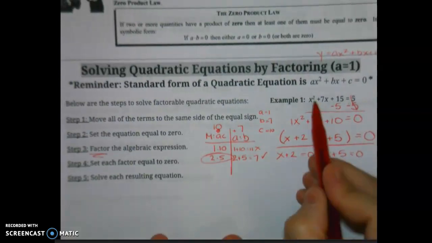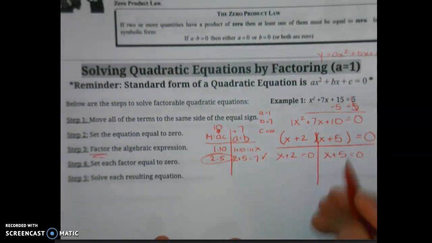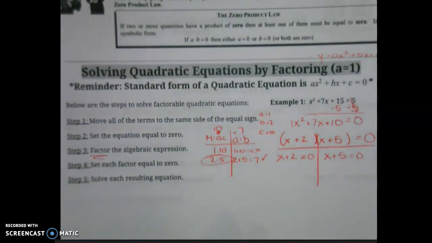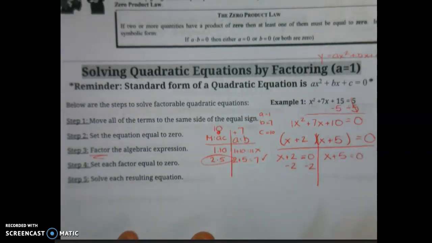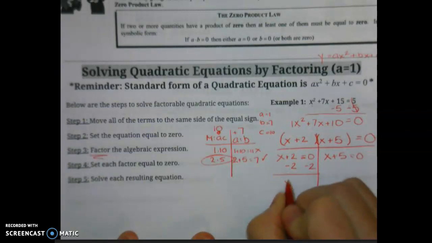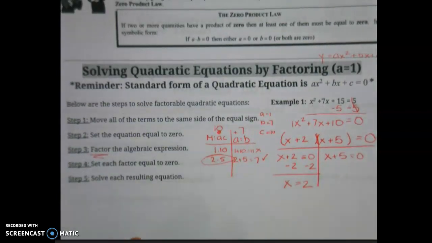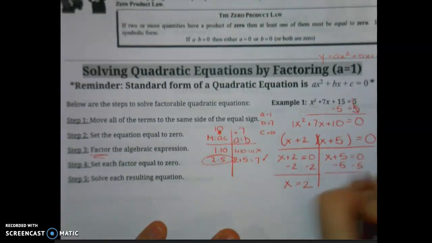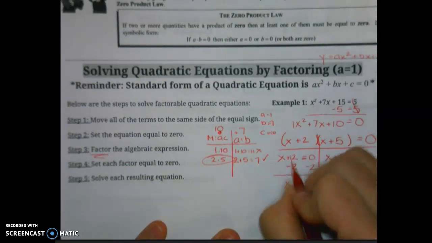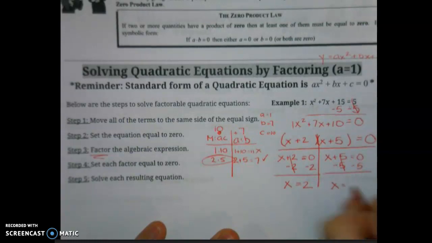Now, there's no exponent on my x, so I can solve using my steps for solving equations that I learned in my first unit. So to get the x by itself, I would undo this addition with subtraction, so I would minus 2 on both sides, and I would get x equals negative 2. For this one, I would minus 5 on both sides. Okay, those 5's cancel, and you cancel those, and x equals negative 5.